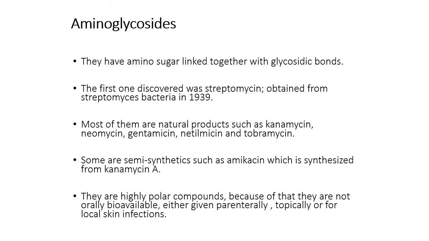There's a number of other aminoglycoside natural products, including kanamycin, neomycin, gentamicin, netilmicin, and tobramycin. Gentamicin is often used as a topical antibiotic, particularly for earache. If you've had antibiotics for earache and you've had topical eardrops containing antibiotic, it's probably gentamicin that you've been given. Then there are also some semi-synthetic equivalents, amikacin, which is synthesized from kanamycin A. But all are very polar, so they are given parenterally, i.e. by injection, or topically, for example, in the ear, or directly on the skin for local skin infections. They can't be given orally.